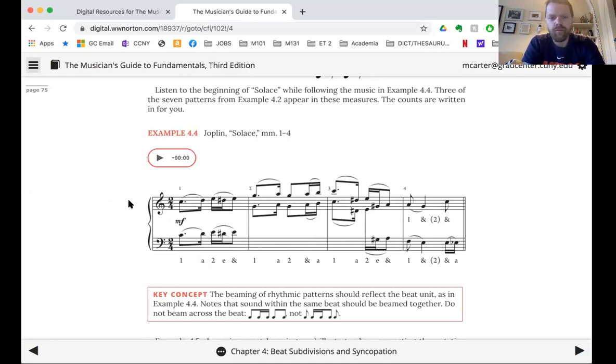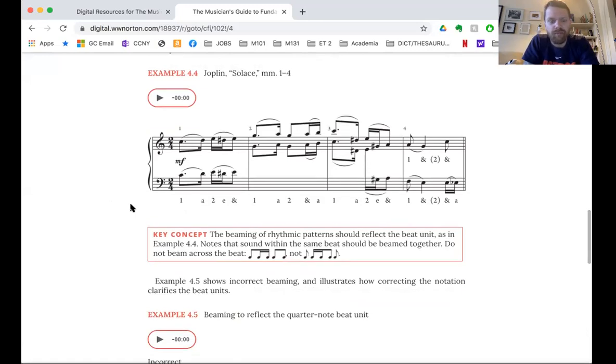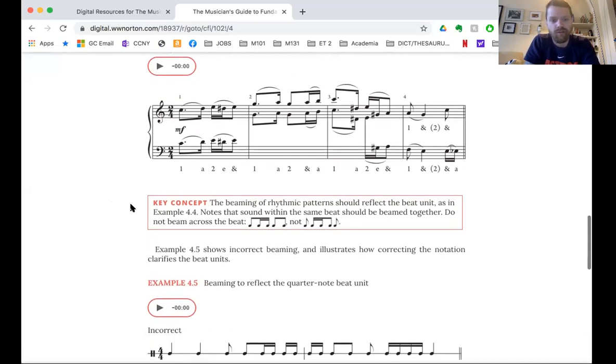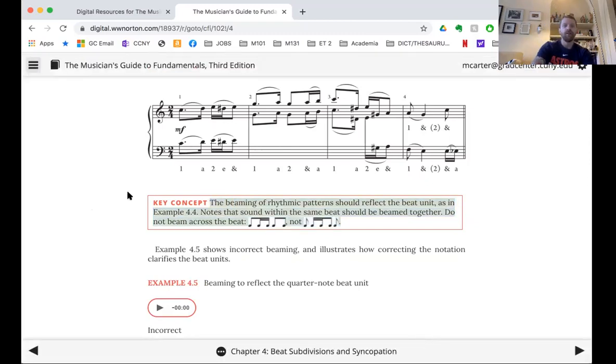Great. Before we close out this video, let's talk about beaming. This can be a tricky thing for a lot of beginning theory students. So this key concept is important here. Let's give this a little green highlight. The beaming of rhythmic patterns should reflect the beat unit, as an example 4.4. What that means is that notes that sound within the same beat should be beamed together. Do not beam across the beat.